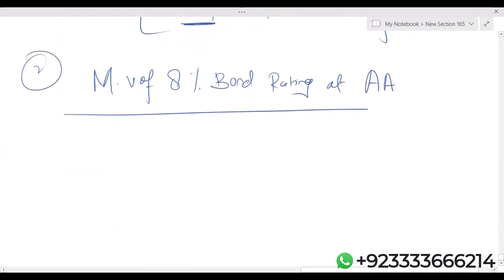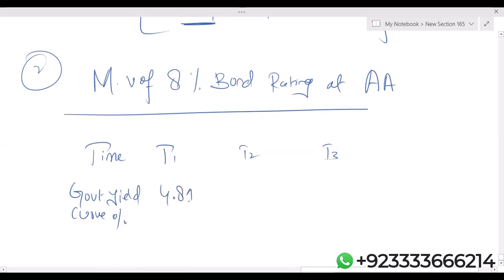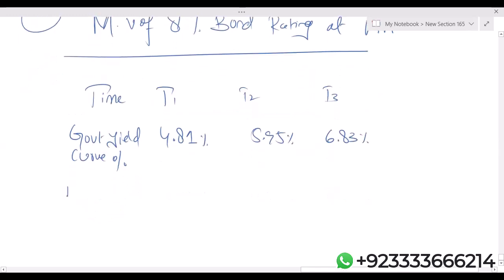First, we have to calculate YTM of each year. Government yield curve percentages: first year it was 4.81%, 5.95 and 6.83. Now simply add CRP.